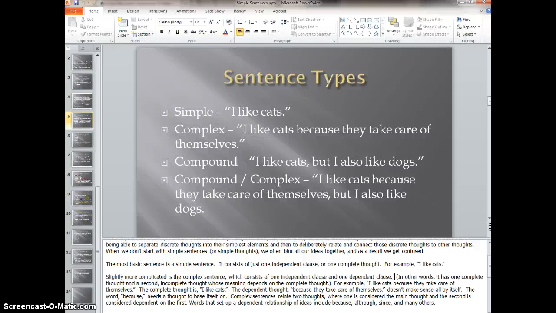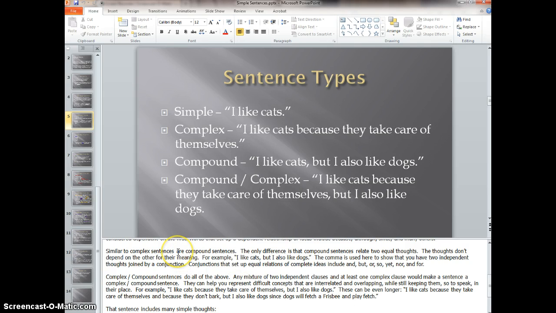Complex sentences relate 2 thoughts, where one is considered the main thought and the second is considered dependent on the first. Words that set up a dependent relationship of ideas include because, although, since, and there's a bunch of other ones.